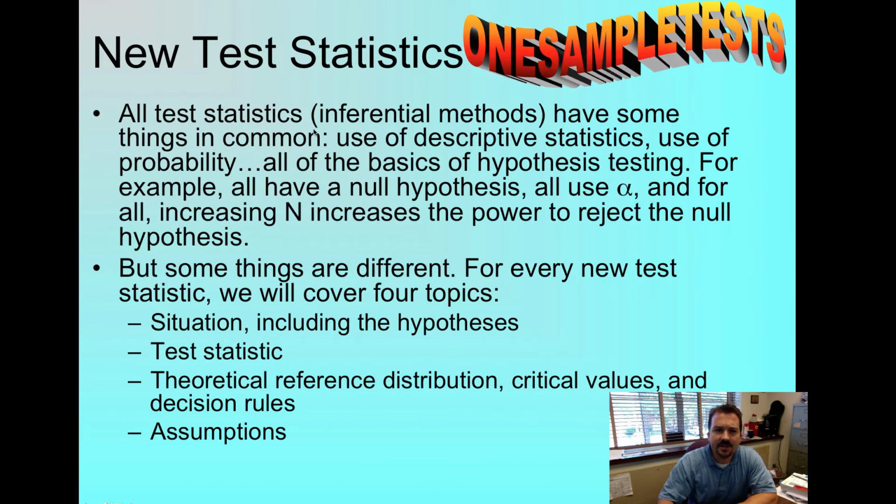So all test statistics, also called inferential methods, because again, you're trying to infer something about the population or parameters of the population based on your sample and your statistics for that sample. All these test statistics like Z and T and F, which we'll get into later in the course, all have some things in common. They all use descriptive statistics like mean and standard deviation. They all use probability. And really they all have the basics of hypothesis testing. For example, all have a null hypothesis. All use alpha. Typically it's set at 0.05.